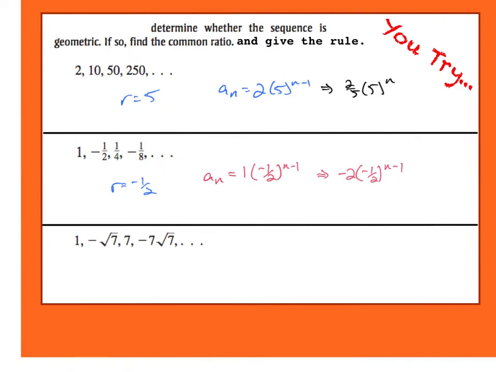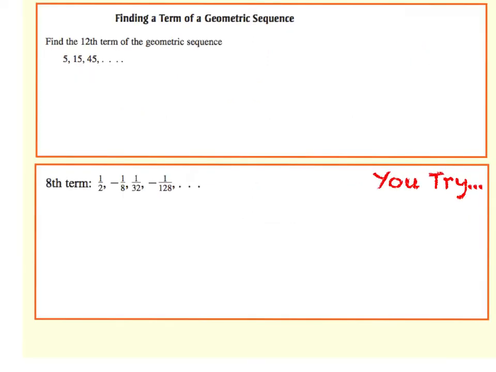All right, pick somebody. The ratio is negative square root 7, and then the formula is a sub n equals 1 times negative square root 7 to the power of n minus 1. Good. And if you would actually convert that, it would end up with negative square root 7 over 7, and then negative square root 7 to the power of n. All right, let's keep going.